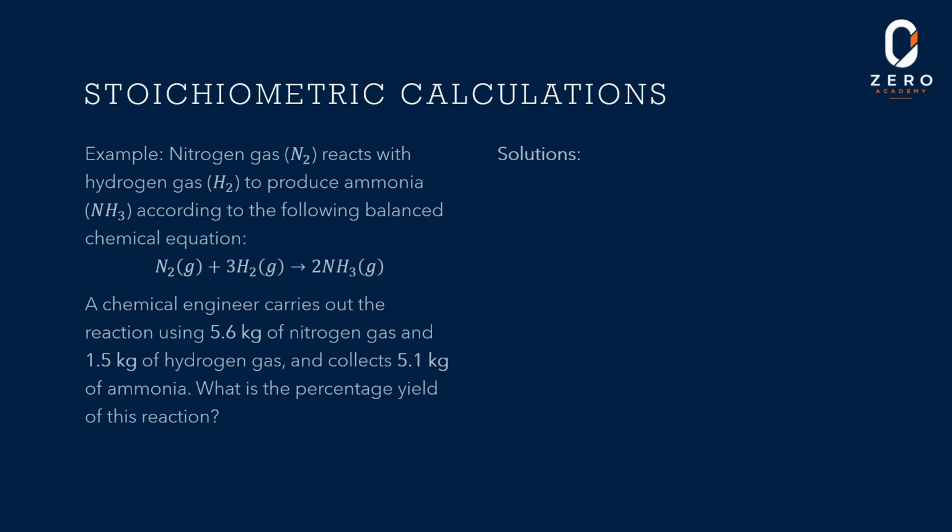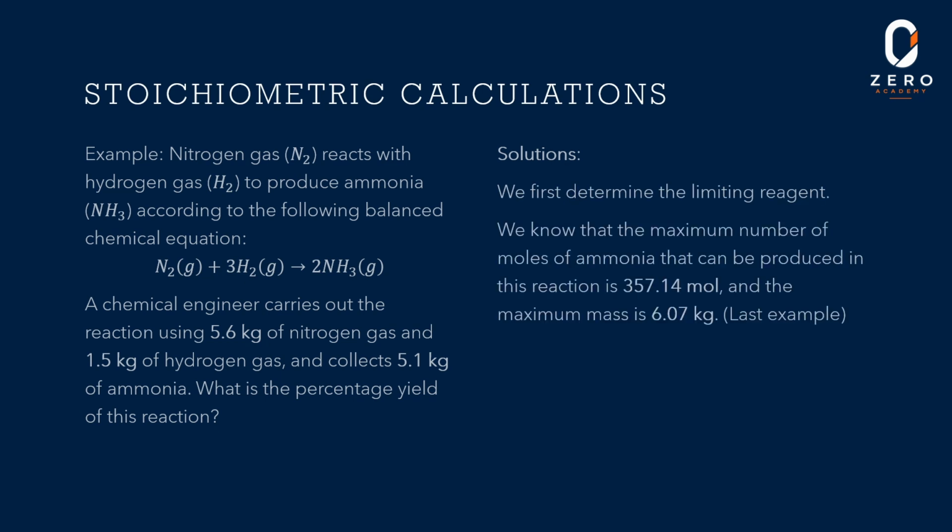Let's take a look at the solution. We first determine the limiting reagent as we've always done, and we know that the maximum number of moles of ammonia that can be produced in this reaction is 357.14 moles, and the maximum mass is 6.07 kilograms as per the last example, because the values are still the same, and hence we're going to use the same values.